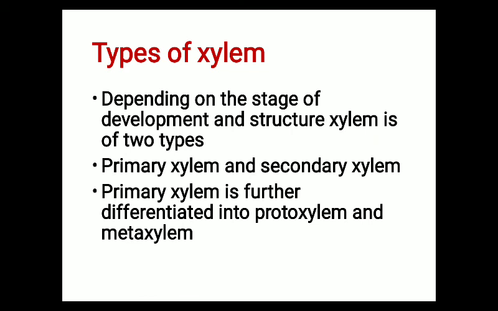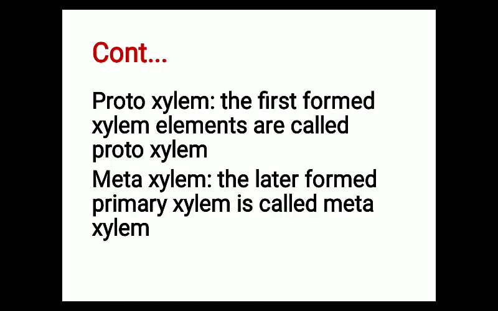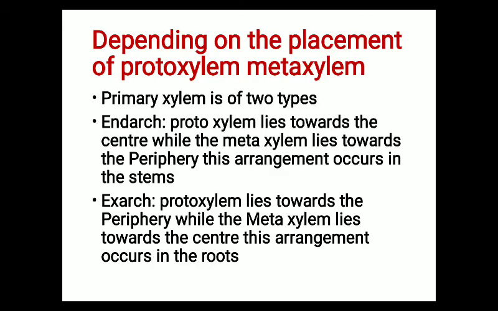This primary xylem is further divided into two categories, that is protoxylem and metaxylem. We have to remember that protoxylem and metaxylem are the types of primary xylem. Proto means first and meta means latter. So the first formed xylem element is known as protoxylem, and the later formed primary xylem is known as metaxylem.